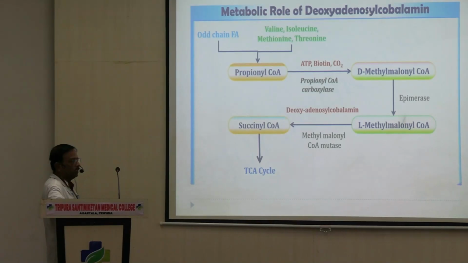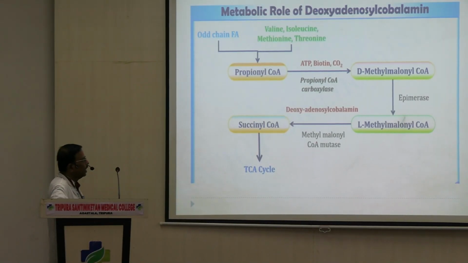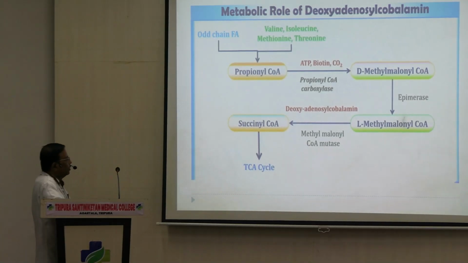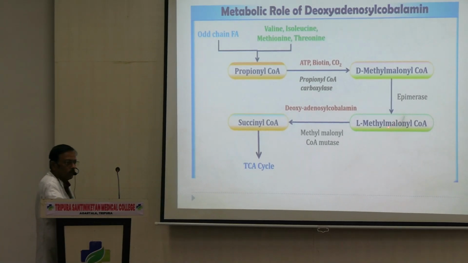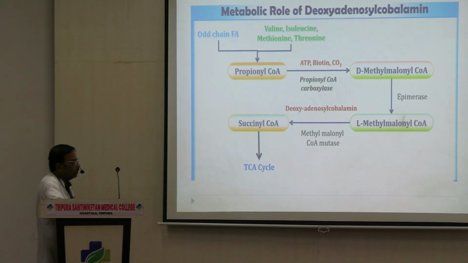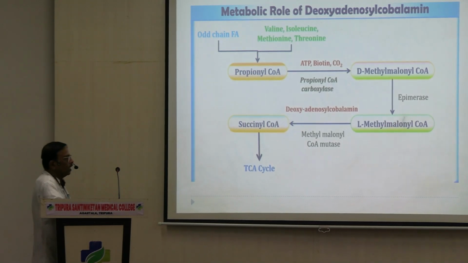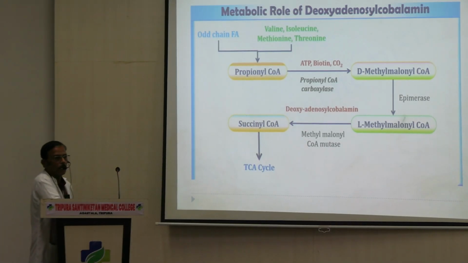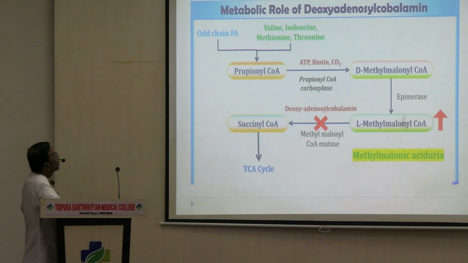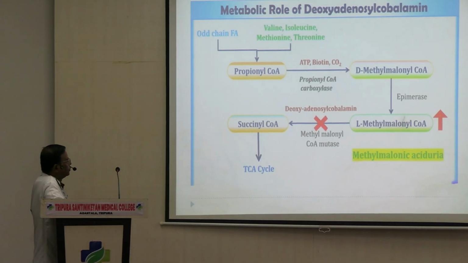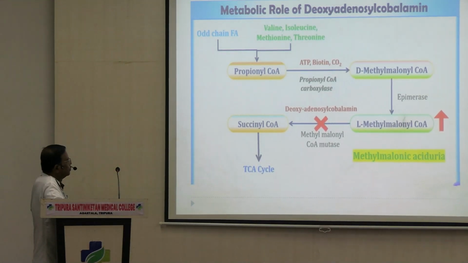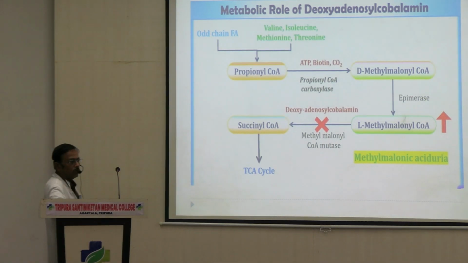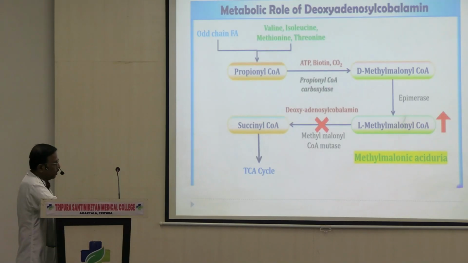But the vitamin which functions here is deoxyadenosyl cobalamin. So when there is a deficiency of vitamin B12, this L-methylmalonyl CoA will increase and will be excreted in the urine. So we estimate this methylmalonyl CoA in case of vitamin B12 deficiency. These are very important reactions. This will be asked. And the condition where methylmalonic acid is excreted in the urine is called methylmalonic aciduria.